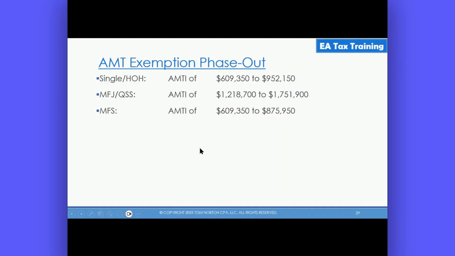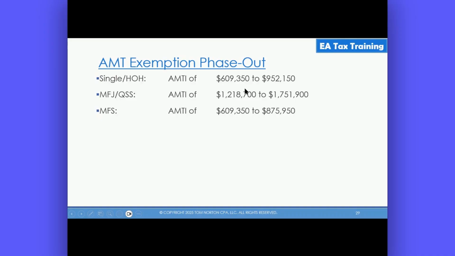However, they are phased out at higher incomes. So if you have someone with an alternative minimum taxable income between $609,350 and $952,150, and they are single or head of household, then that exemption will phase out. So if their AMTI is less than 609,350, they will not have to phase out any of their exemption. They get the full exemption amount.